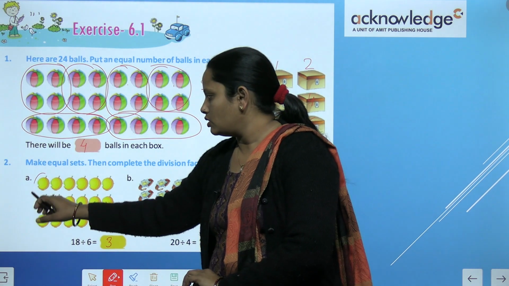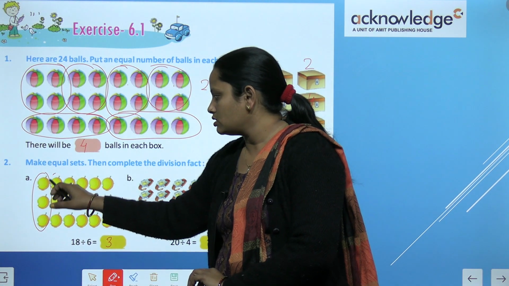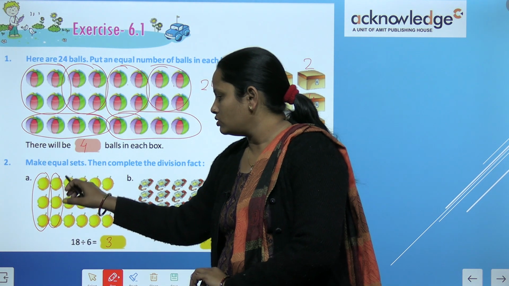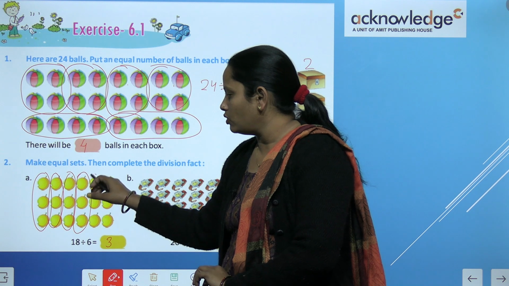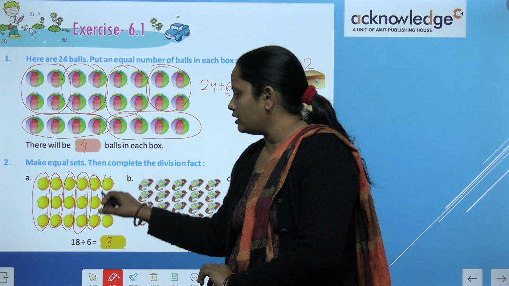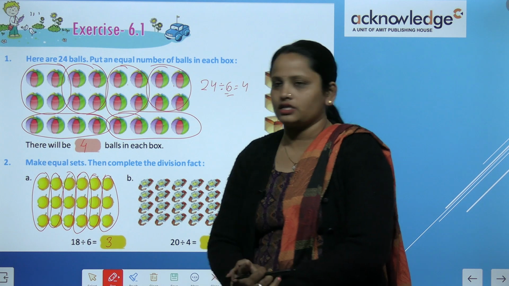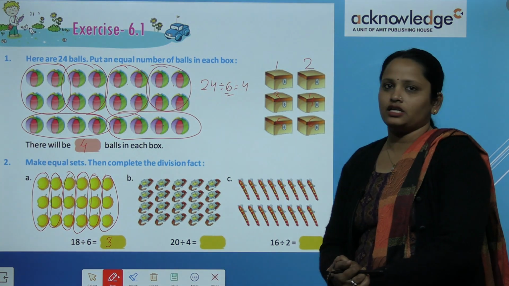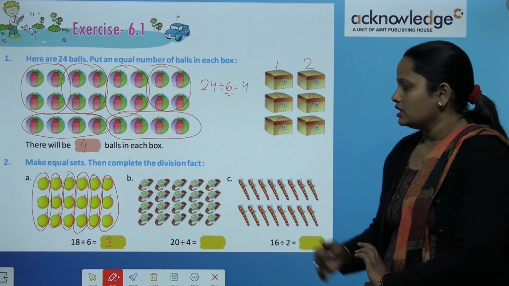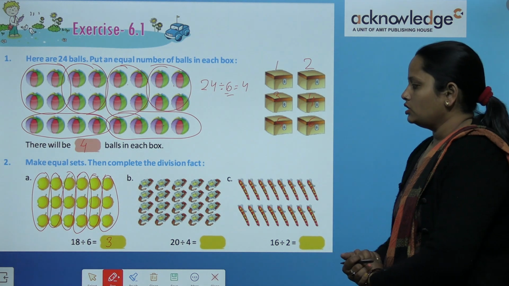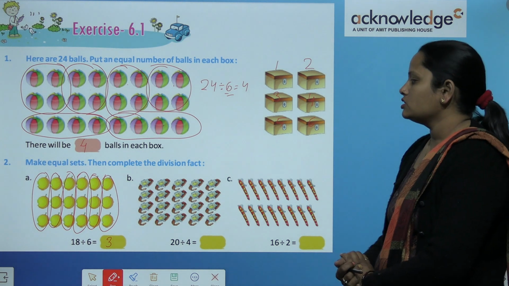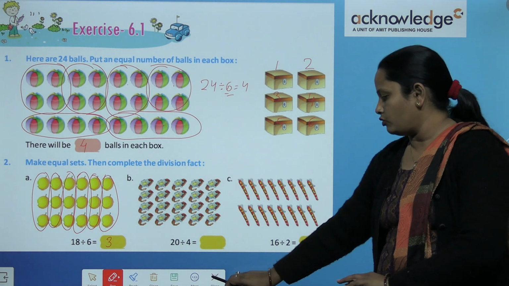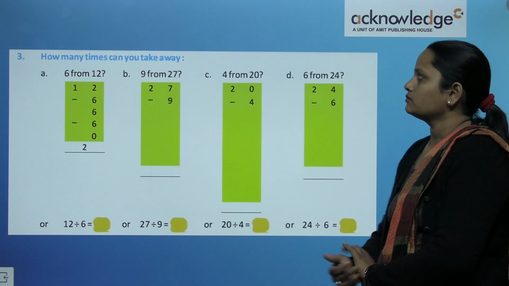So let's make one set, 2, 3, 4, 5 and 6. So we have made 6 sets of these 18 mangoes. So there are total 3 mangoes in each set. Similarly, children, you have to do the rest questions.